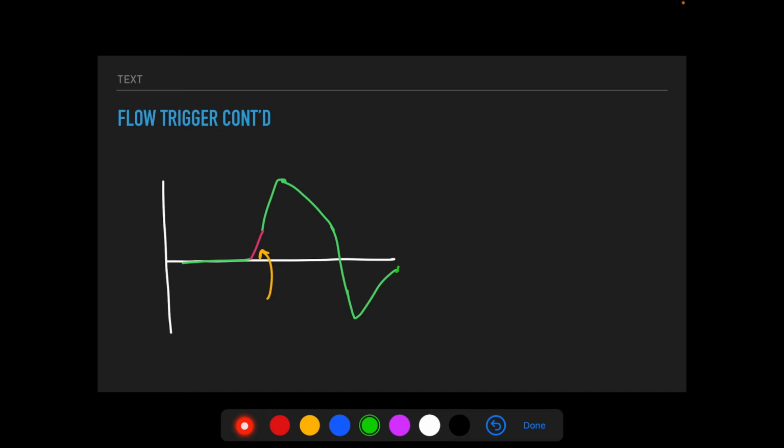If the next breath was, let's say, just green the whole way, we could probably safely say that this was entirely machine or vent triggered, and the patient did not initiate that breath. Either they didn't meet the flow trigger or they didn't even try.